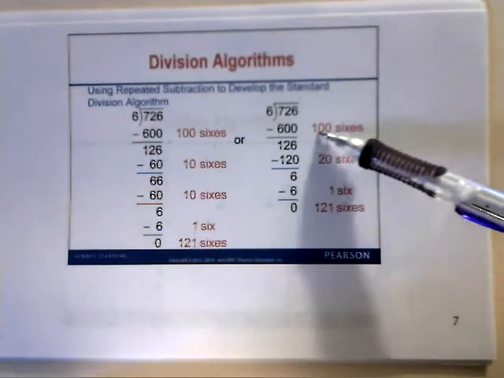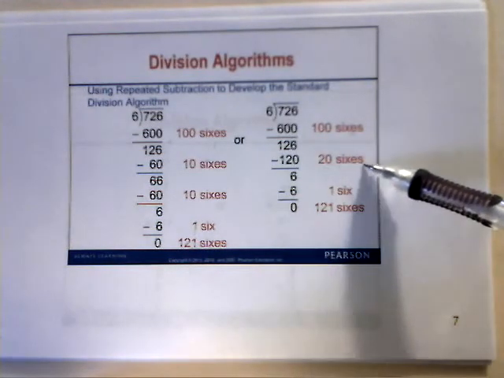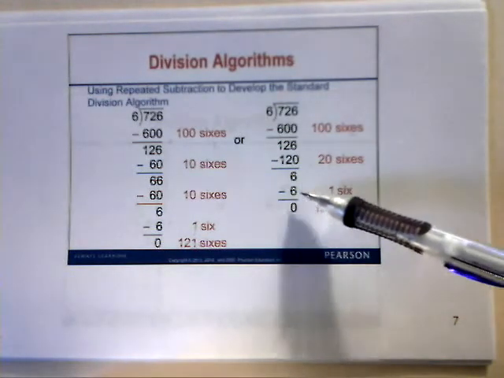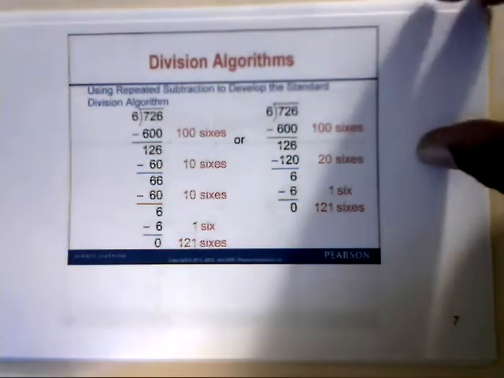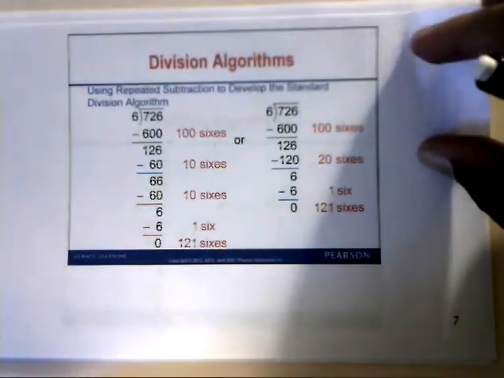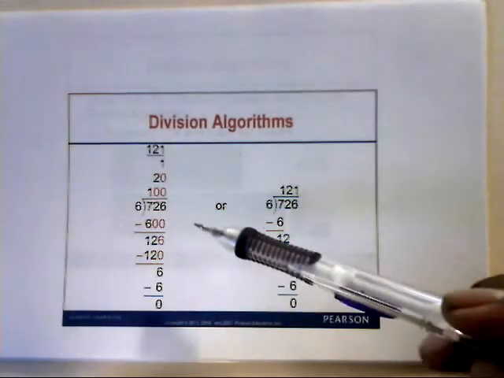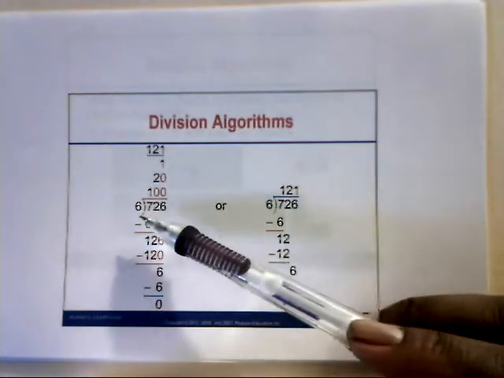Or you could do it this way. Again, 100 6s or 600, 20 6s or subtract 120, and then 1 6. So 100 plus 20 plus 1, or 121, which will be your quotient. And here's another way we can do this. Pretty much this is the standard approach here.